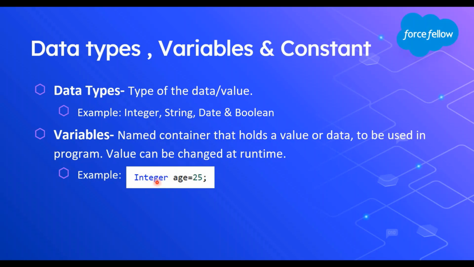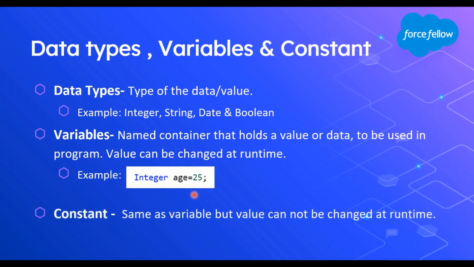And after the data type, we can specify the name of the variable. In our case, this is age, and with the help of the assignment operator, we can assign a value to that variable. So 25 is the value of age. And now in a further part of the program, if we want to access this age value, then we will just use this age variable, okay?